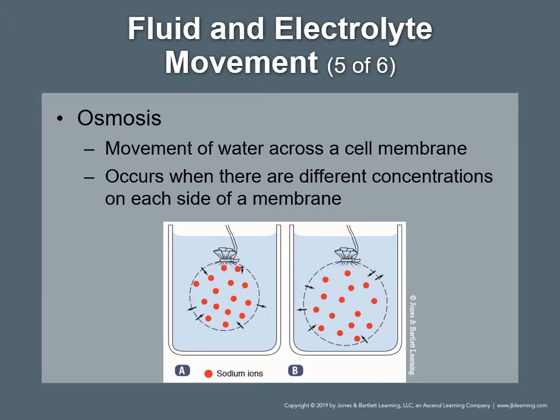The tonicity of the solution, the effects of osmotic pressure on a cell. An isotonic solution has the same concentration of sodium as does the cell. A hypertonic solution has a greater concentration of sodium than does the cell, and a hypotonic solution has a lower concentration of sodium than does the cell.